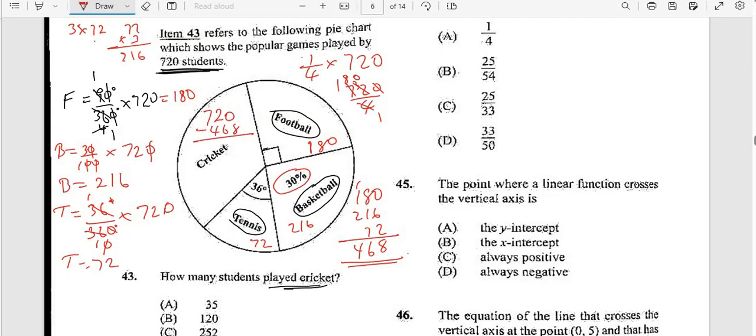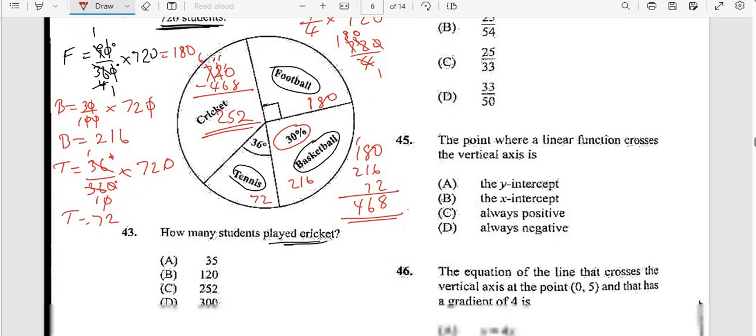Now 8 from 0 we can't, so we're going to borrow 1. Put a 1 by the 0 to make 10. 8 from 10 is 2. 6 from 1 we can't, borrow 1. We're going to get 6 here, and put a 1 there now. So 6 from 11 is 5. Now 4 from 6 is 2. And so for cricket is 252.